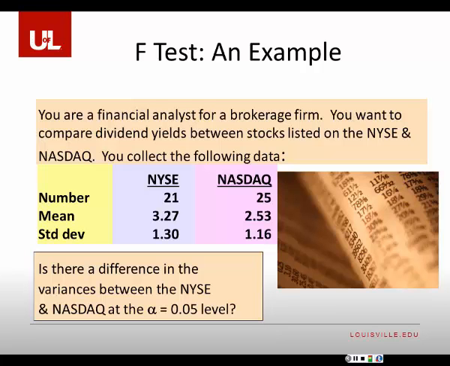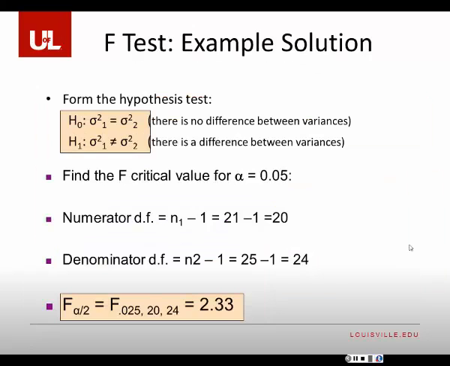So if we have a standard deviation of 1.3, we can square that to get the sample variance. We can also square the NASDAQ number to get its sample variance. We also know the degrees of freedom given by the sample sizes. So, first we want to find the critical value. Do that first before you calculate your F statistic. You're going to have degrees of freedom in the numerator of 21 and the denominator of 24.